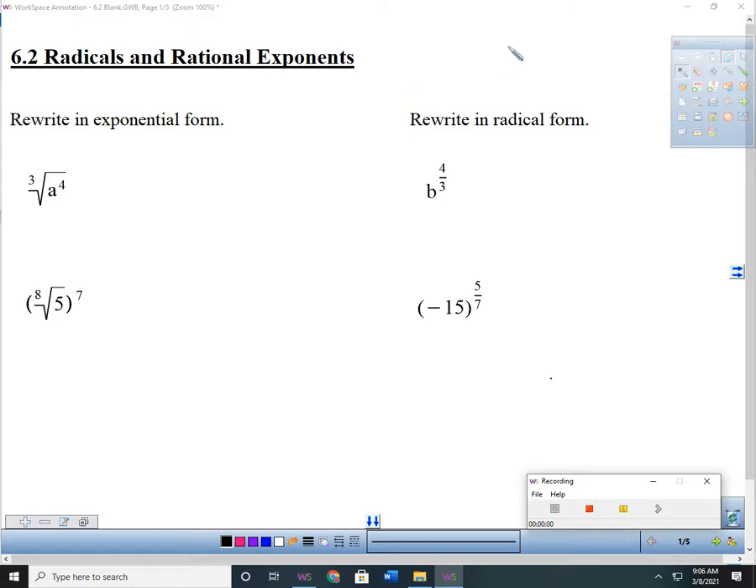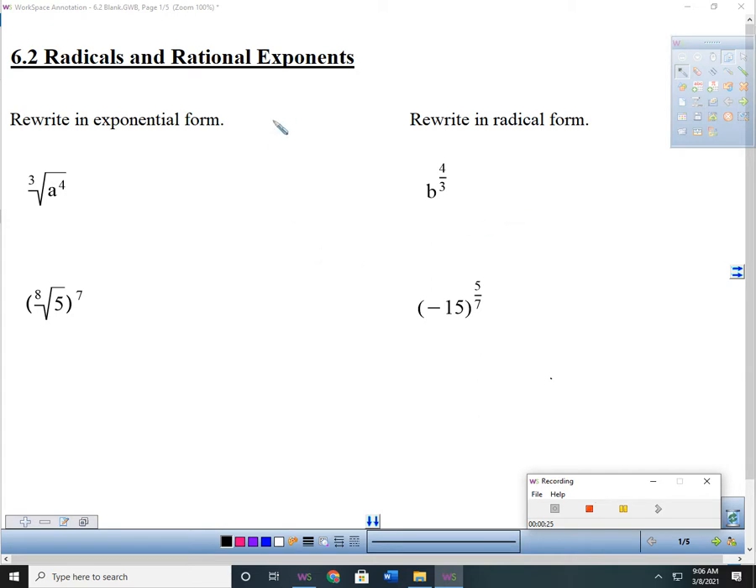So we're going to be talking about radicals and rational exponents. You can write something in radical form. That means it's going to have a root, like a square root or a cube root. And then you can write things in exponential form, where they have a power, an exponent. They're interchangeable, so you can write one in one form and write it in another form.